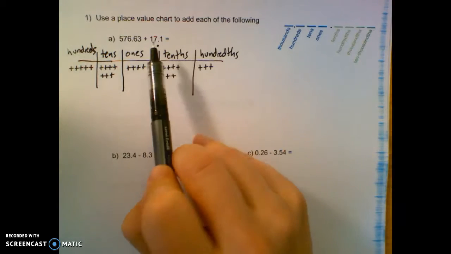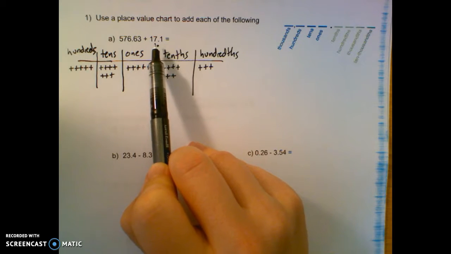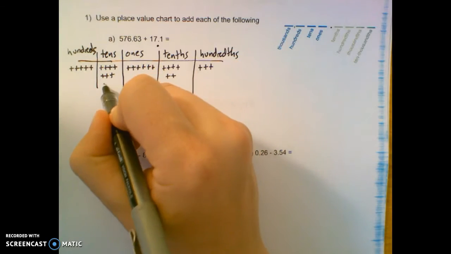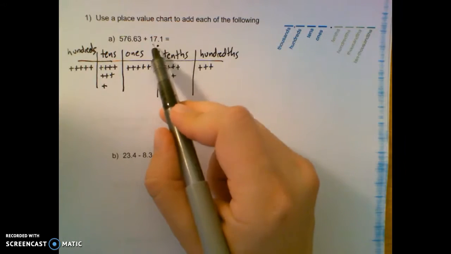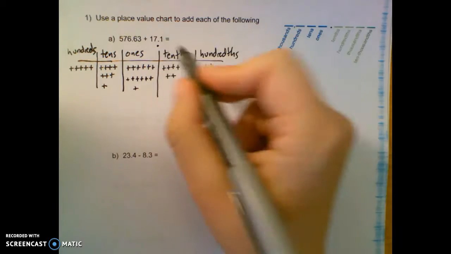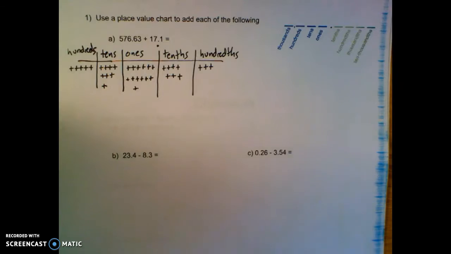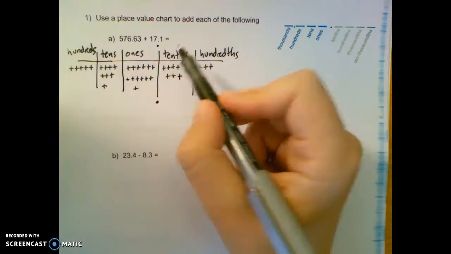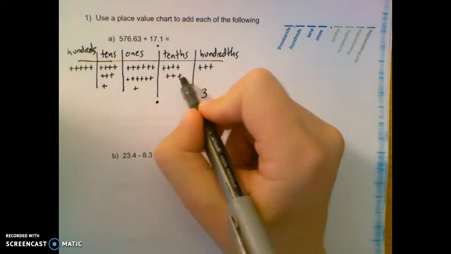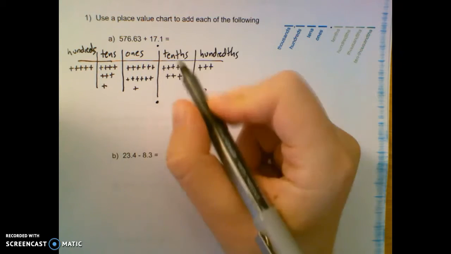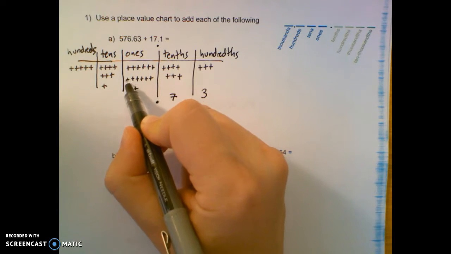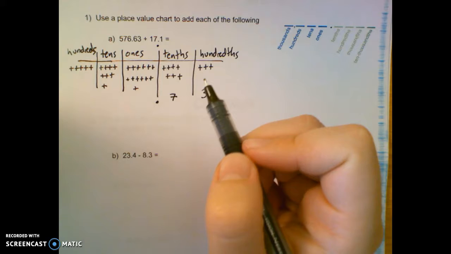Now when I go to add, I can look over at this 17.1 and put those in their correct columns. This tells me I have 1 ten, so I'm going to add 1 more to the tens column. This 7 tells me I have 7 more ones, 1, 2, 3, 4, 5, 6, 7. And this 1 tells me I have 1 more tenth. Now to figure out what I have total, I can just add up all the pluses and minuses that I see, just pluses in this case. 3 hundredths, 1, 2, 3, 4, 5, 6, 7 tenths, 1, 2, 3, 4, 5, 6, 7, 8, 9, 10, 11, 12, 13 ones.